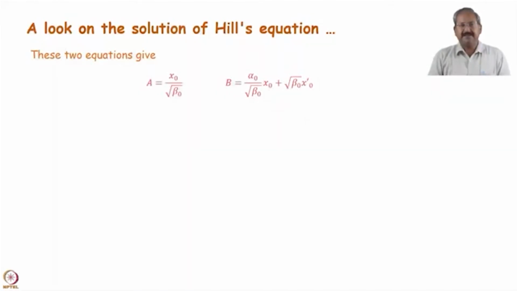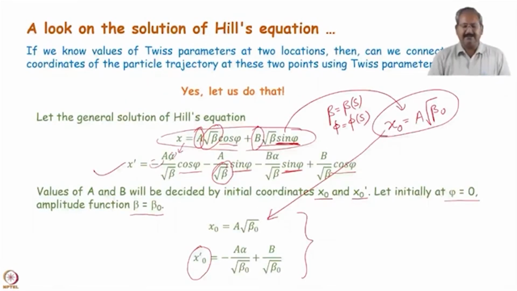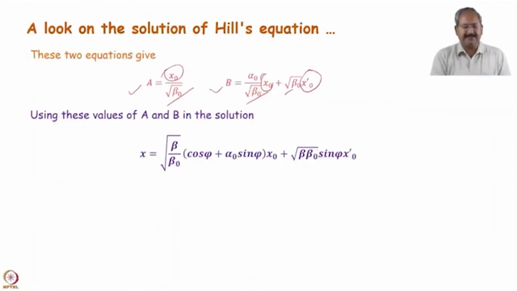And using these two equations, we can obtain A and B. So now the constant values of A and B are functions of the initial parameters: the initial coordinates x0 and x0 prime, and the initial twist parameters beta 0 and alpha 0. Now we can put the values of this A and B in this solution. So we do that.